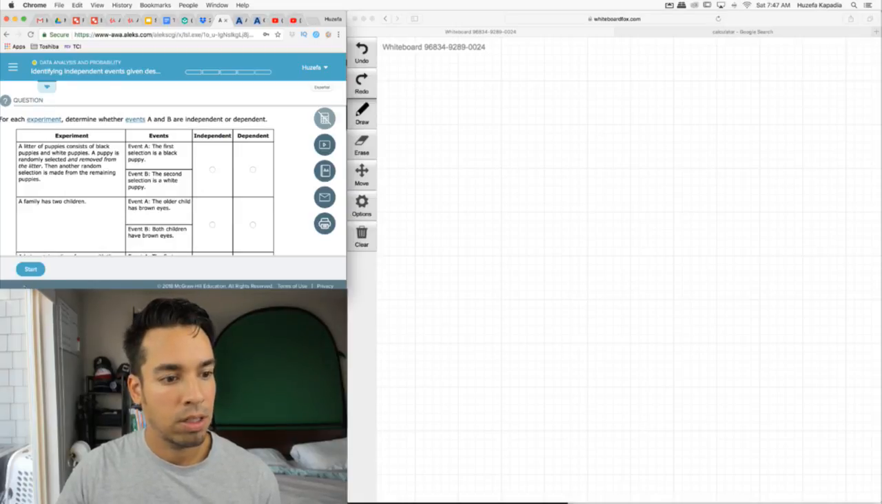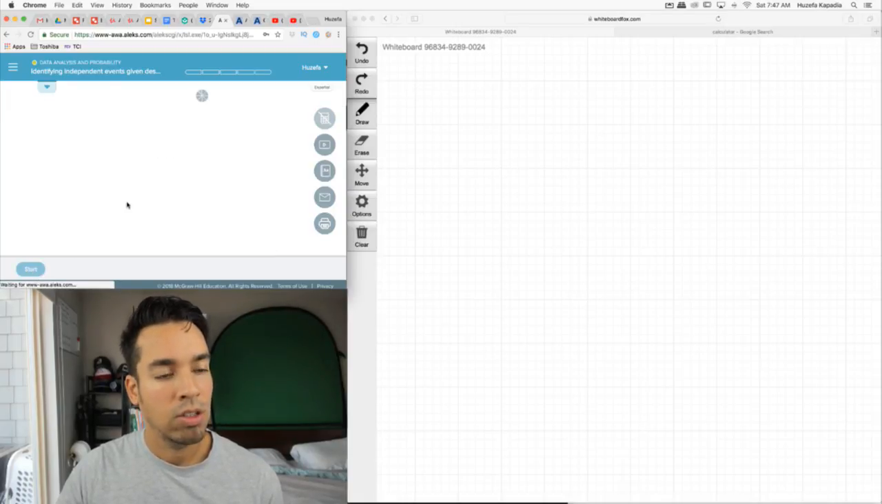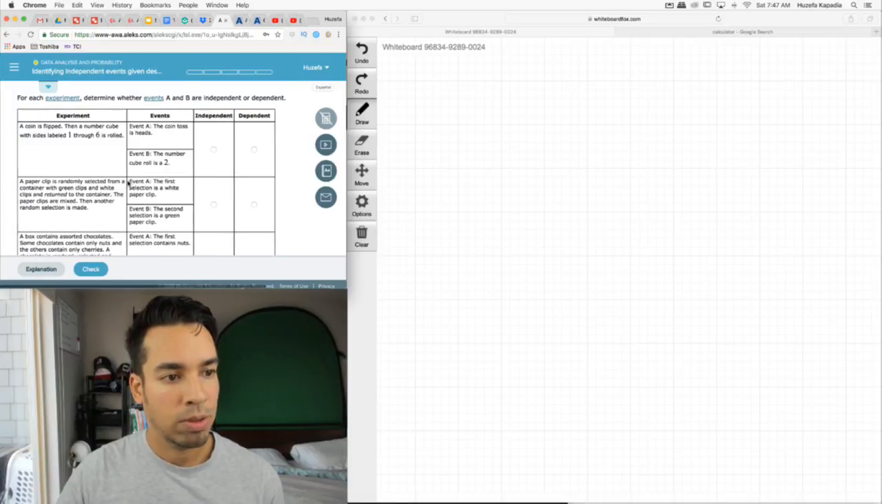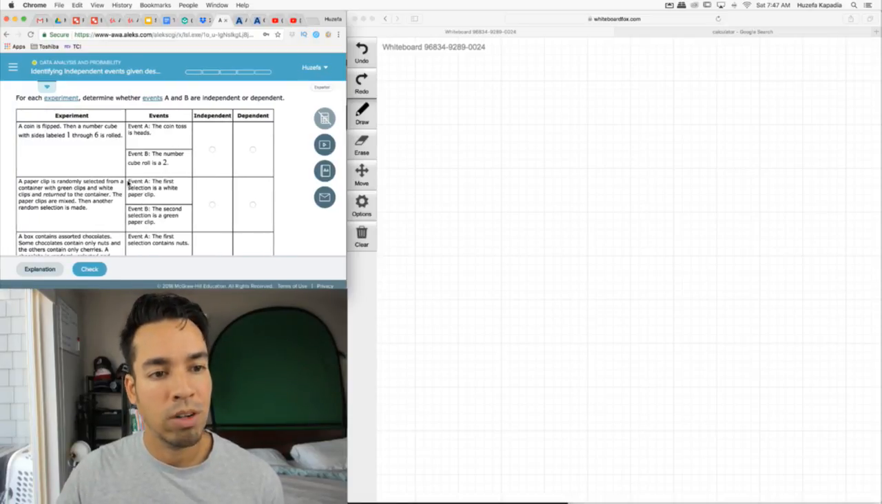Whoops, I can't see. Don't click this. Oh, here we go. I have to start this. So let's actually jump into it. For each experiment, determine whether events A and B are independent or dependent.